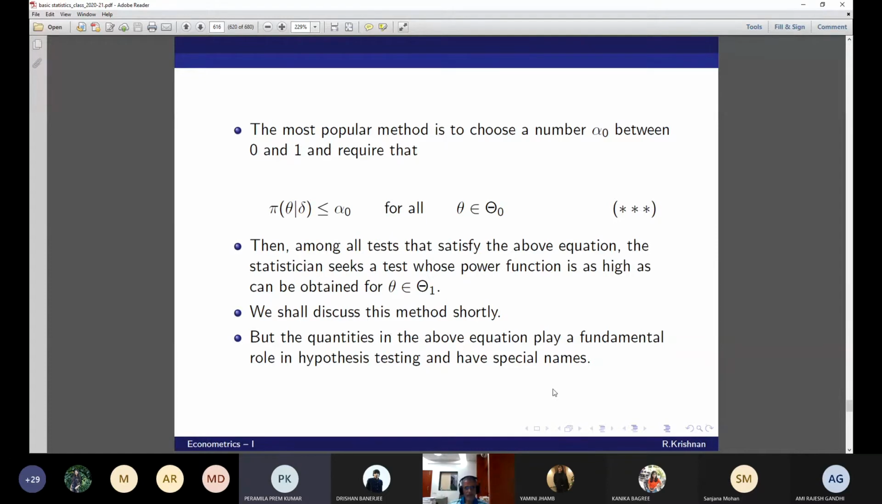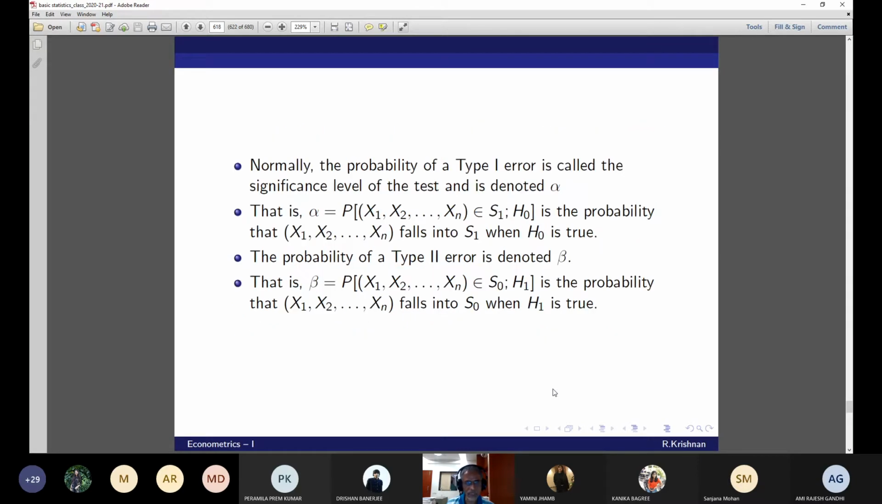Thank you. Okay. Then among all the tests that satisfy the above equation, the statistician seeks a test whose power function is as high as can be obtained for theta in the rejection region. We shall discuss this method shortly, but the quantities in the above equation play a fundamental role in hypothesis testing and they have special names. Normally, the probability of type 1 error is called the significance level of the test and is denoted alpha. This is the same thing that we have been taught in the undergrad class, alpha. Yes, sir, I got it.